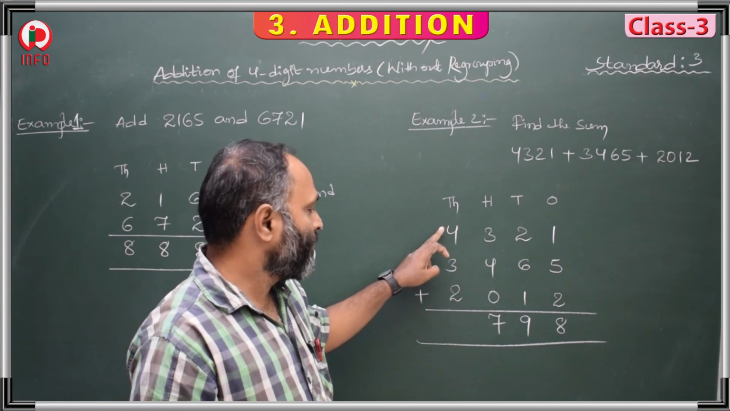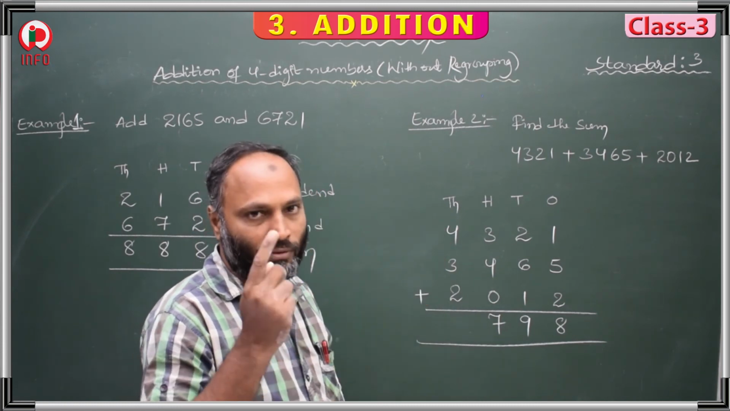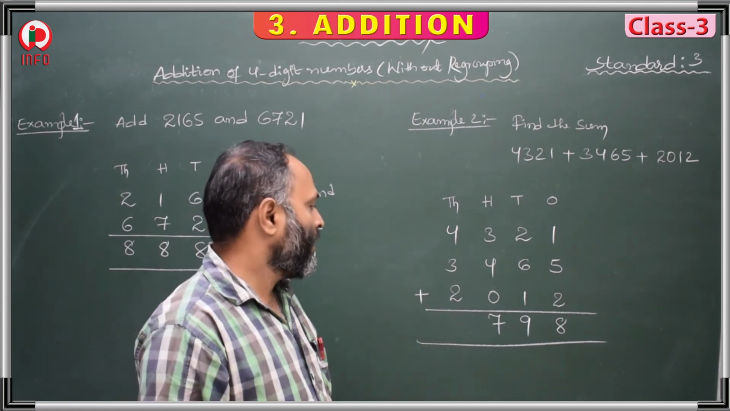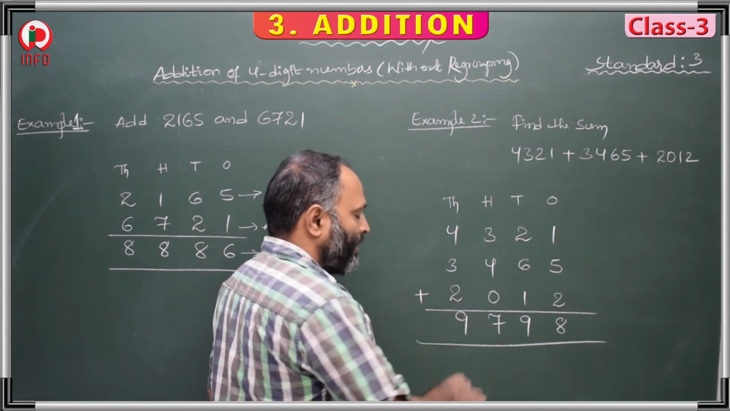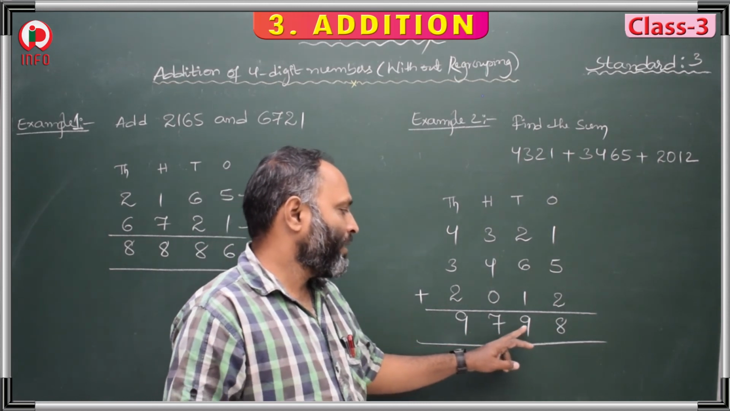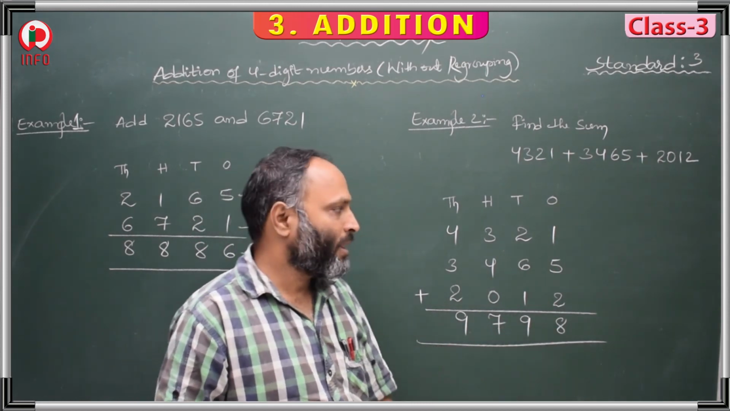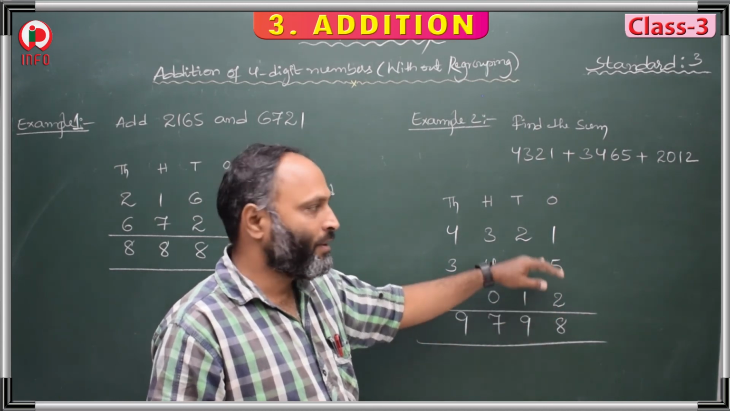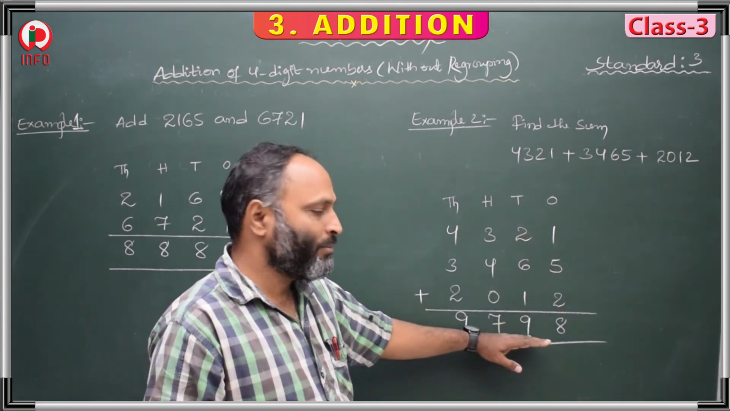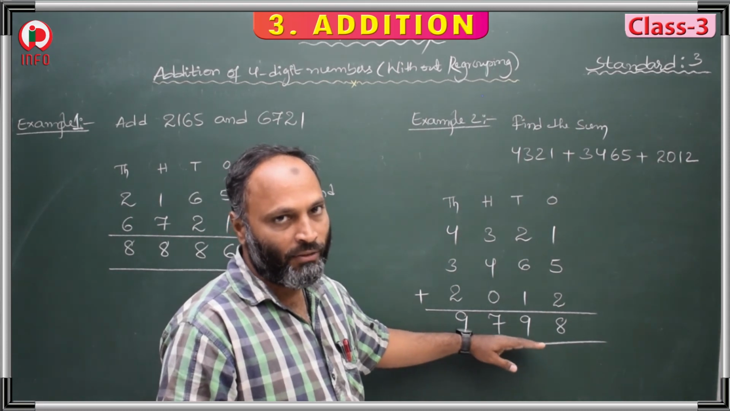Then after this, 4 plus 3, 4, 5, 6, 7. After 8, 9. 9798. This is our sum. First addend, second addend, third addend. 3 addends. If 3 addends are added, what is our sum? This is our sum. In this way we have to add.